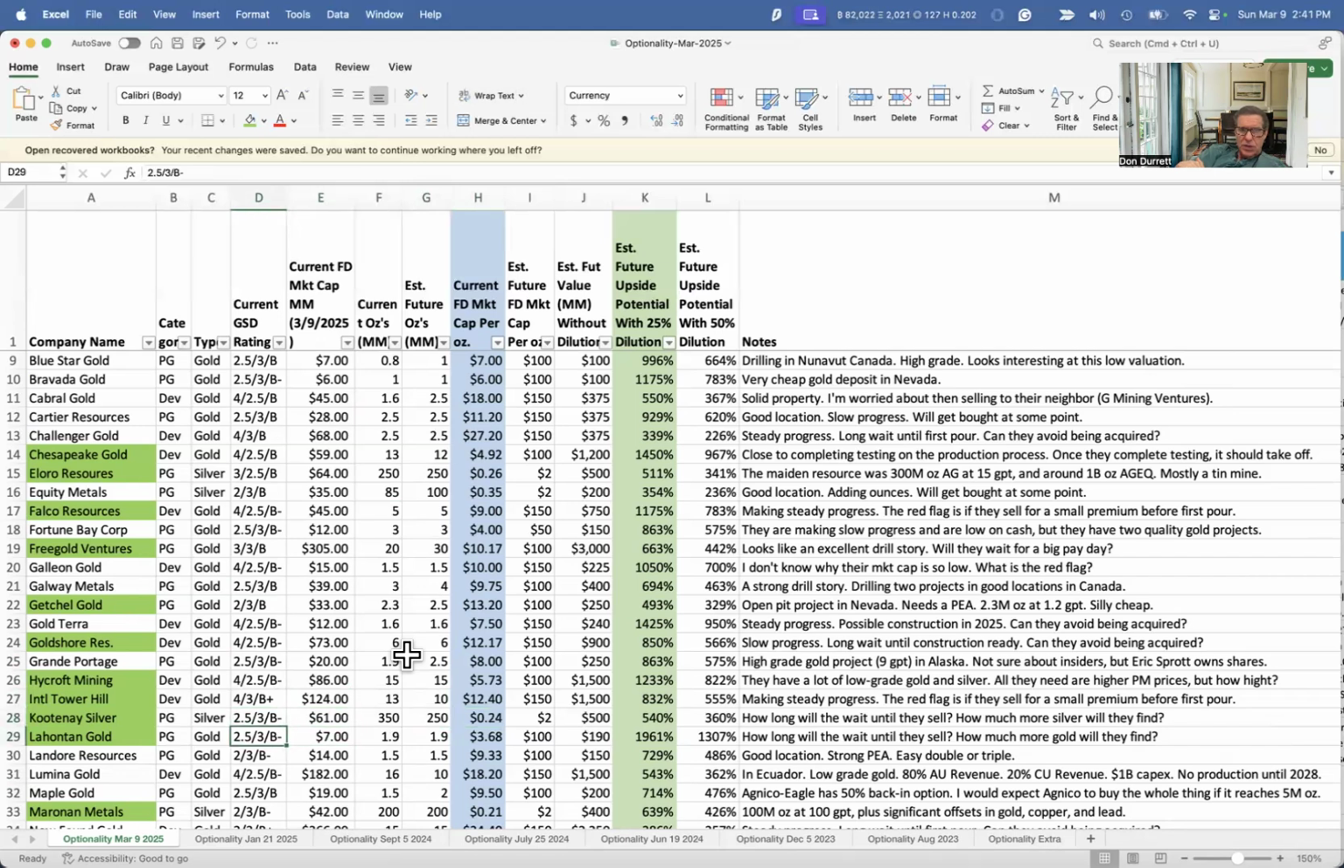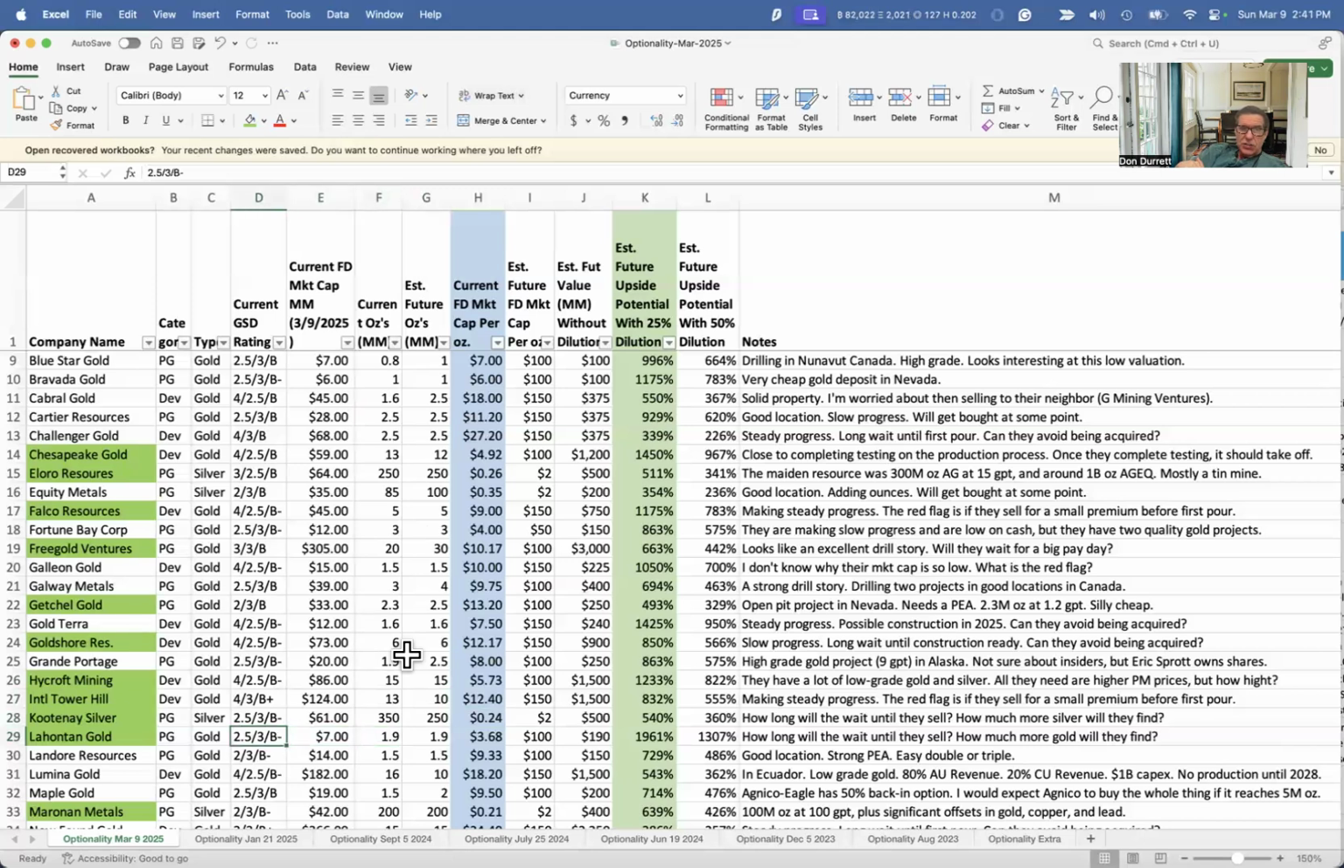Lahontan, I mentioned this one. We're paying $4 in the ground, 1.9 million ounces. It might grow a little bit. We're paying 350 in the ground. Can't beat that with a stick. I mean, it's in Nevada in a good location, open pit project, economic.